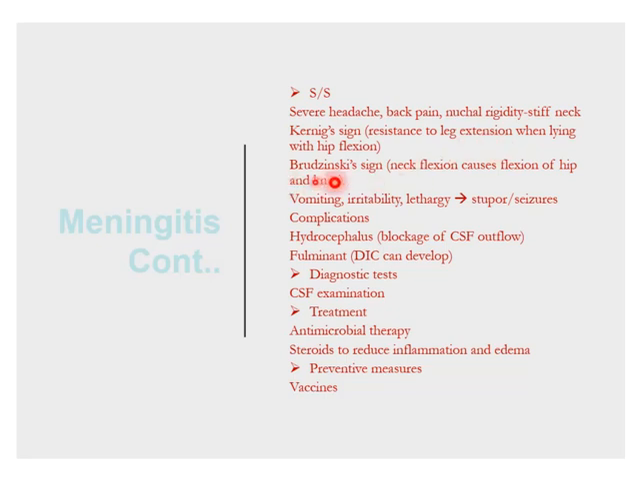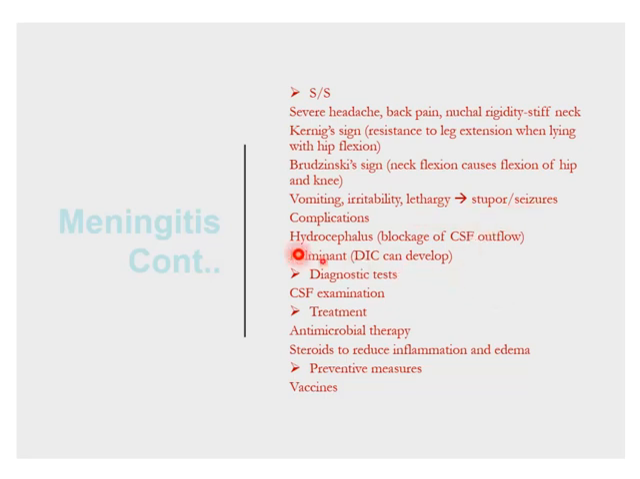The next is Brudzinski sign, when there is neck flexion, and if you try to flex the neck, there will be a flexion of the hip and the knee joint also. Okay, I can show you in the class by demonstrating it on somebody, but that is how the two signs with meningitis are the Kernig sign and the Brudzinski sign. Okay, the other complaints can be of vomiting and irritability or lethargy, which can lead to stupor or seizures.